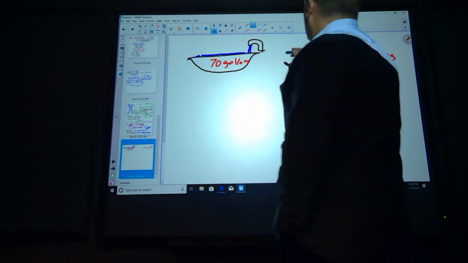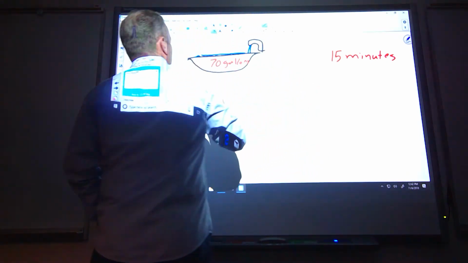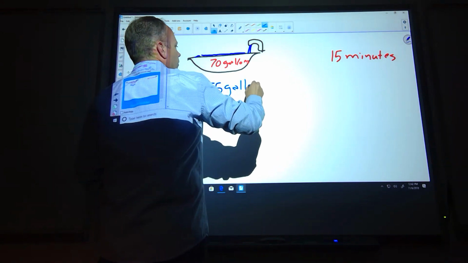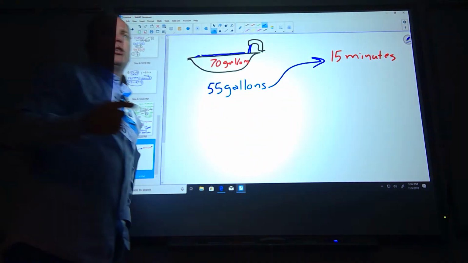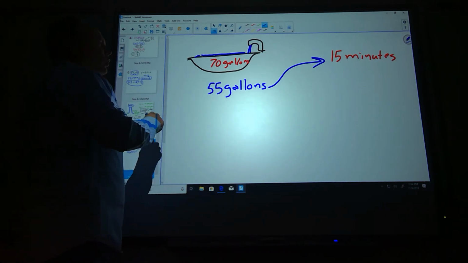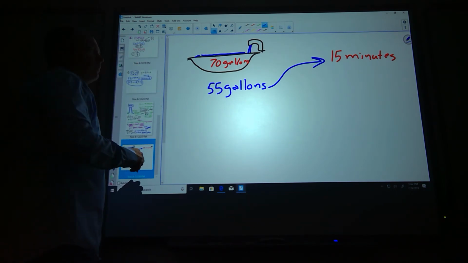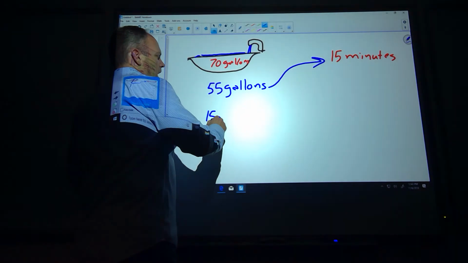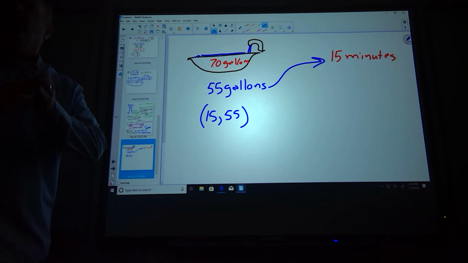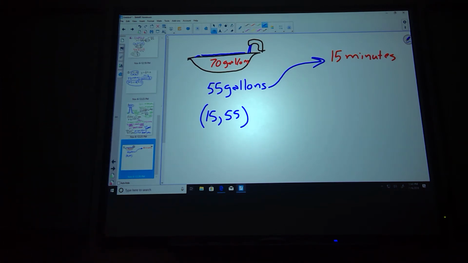So you come back after 15 minutes, and there's now 55 gallons in your tub. Does everyone agree that the drain's draining? It's not really sealed. Again, I'm just trying to create a scenario that we could understand. So let's create 2 points off of this information. At 15 minutes, I have 55 gallons. I was gone for 15 minutes, a certain amount of time took place, and I have fewer gallons in my tub now.